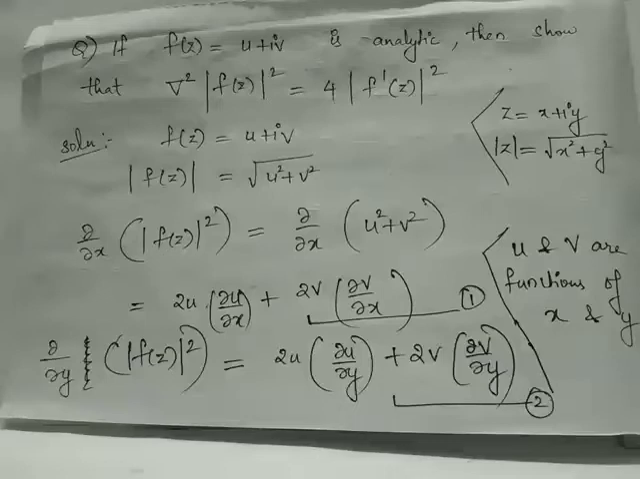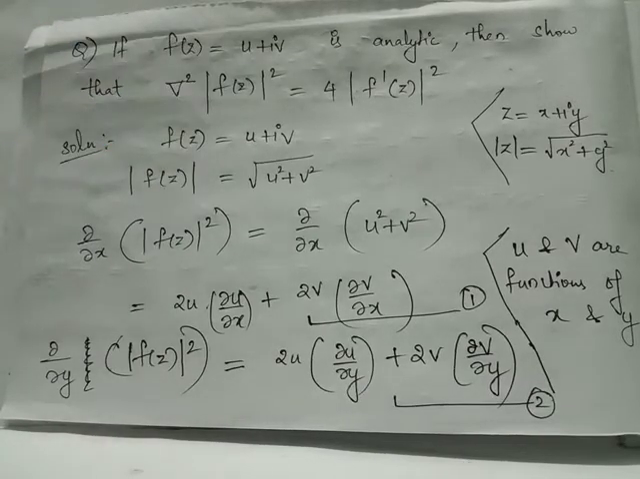f of z equals u plus iv is analytic. Show that del square modulus of f of z whole square equals 4 times modulus of f dash of z whole square. We know that del square is the Laplacian operator whose expansion is del square equals dou square by dou x square plus dou square by dou y square.